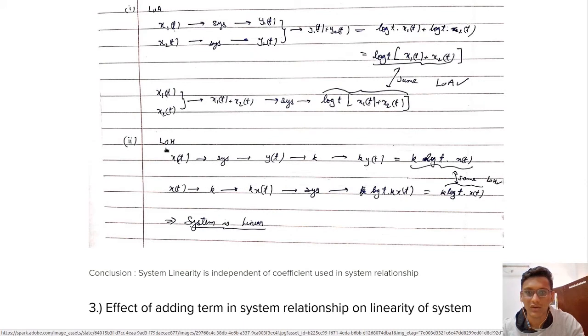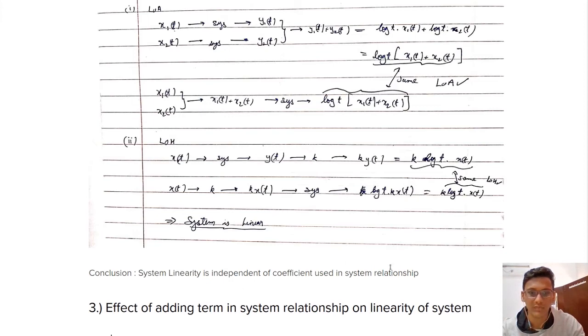Now let's see the law of homogeneity. Taking the signal, passing it through the system, we get y(t), multiplied with the constant k, we get k y(t) equals k log t x(t). And if we take the same signal, multiply it with the constant, and pass it through the system, we get log t times k times x(t). Rearranging, we get k log t x(t). Again, we can see these two are the same. That means the law of homogeneity is obeyed, which means the system is linear. So we can conclude that system linearity is independent of the coefficient used in the system relationship.